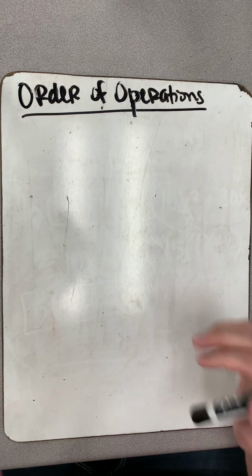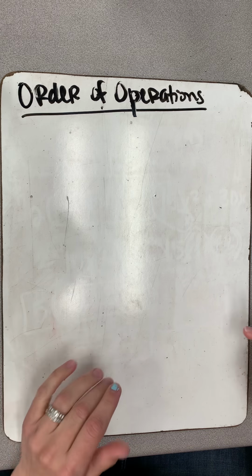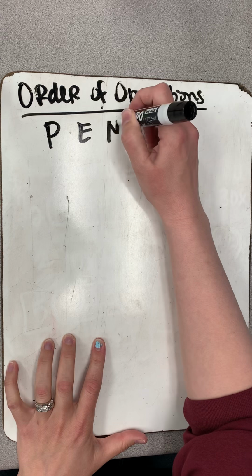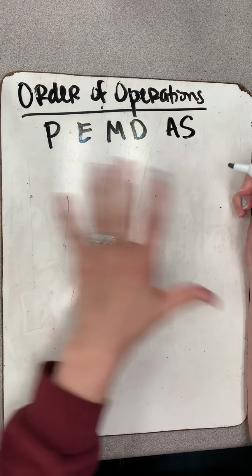All right, you guys, we are going to do some order of operations review because everything hinges on order of operations. You need to know and understand order of operations. So we have that saying, please excuse my dear Aunt Sally. Please excuse my dear Aunt Sally. And they each stand for something.